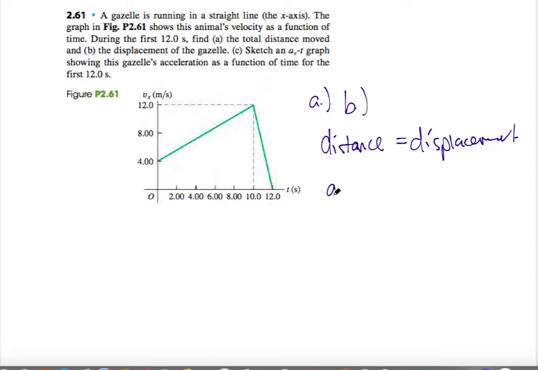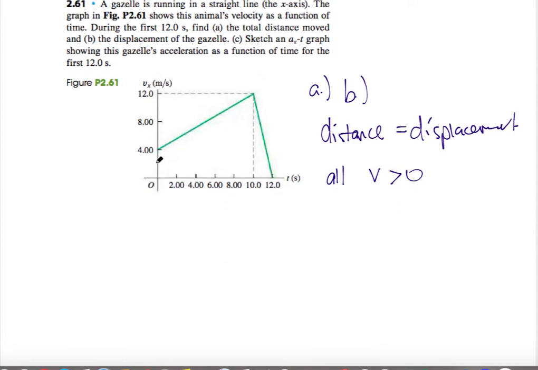Now question 2.61 says a gazelle is running in a straight line along the x-axis, and the graph here shows this animal's velocity as a function of time. During this first 12 seconds, I want to find the total distance moved and the displacement of the gazelle. If I look at this graph really quickly, I can see that all of the velocity is in the positive direction. So for A and B, I'm actually going to cheat and say that distance is equal to displacement here. I know that because all velocities are greater than 0, so there is no time when I'm traveling in the negative direction.